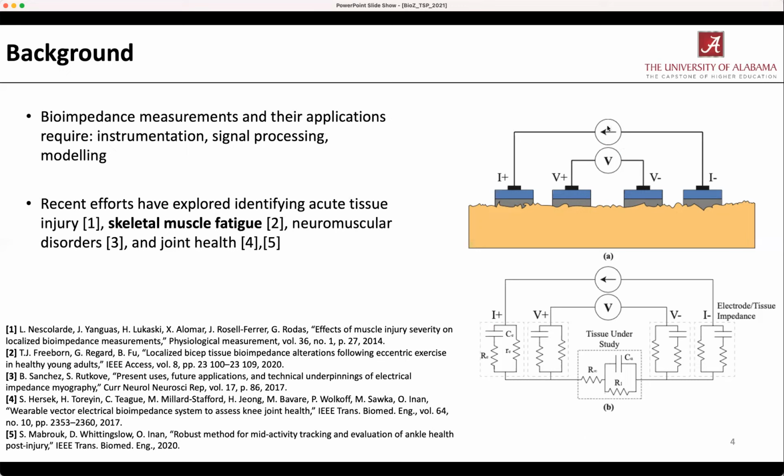The design of a current source, a controlled current source, is very challenging. The voltage measurement equipment is very complicated. So collecting all that information from a circuit perspective is still a very challenging problem.